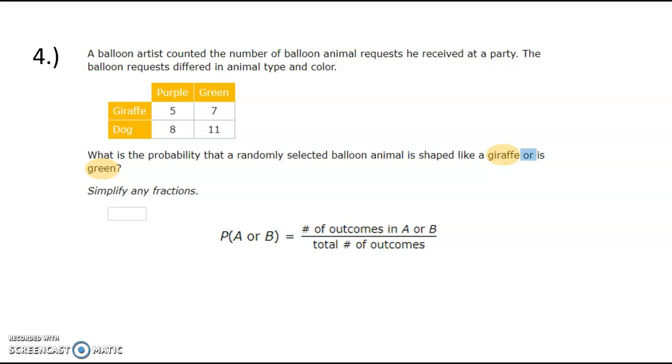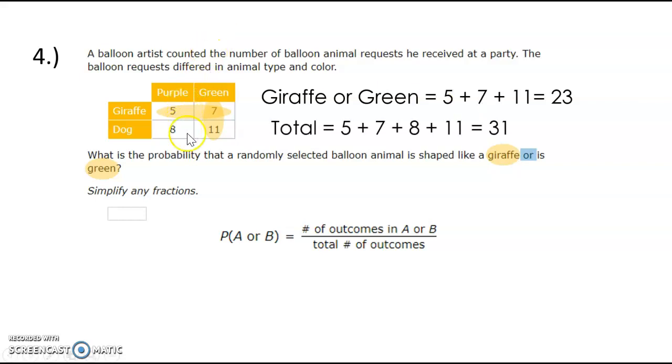Therefore, we're looking for all animals that represent giraffes, or all animals that are colored green. The numbers that are represented by this probability are 5, 7, 11. We add those numbers up, making sure to count 7 only once, and we get a total favorable outcome of 23. And once I add all of my numbers in my two-way table, my total number of outcomes comes out to be 31. Therefore, the probability of this event occurring is 23 out of 31.